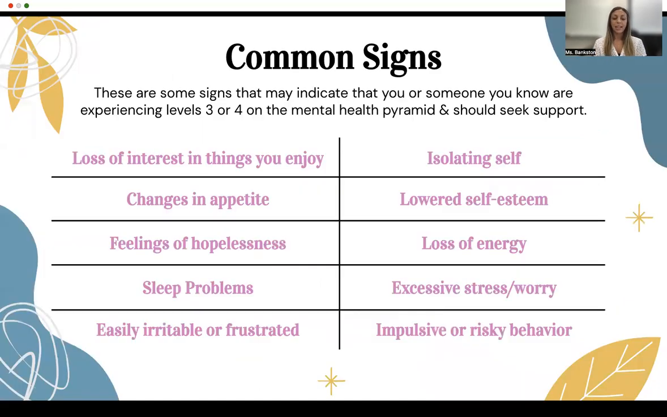Next, we have some common signs that may indicate you or someone you know are experiencing levels 3 or 4 on the mental health pyramid, those being a mental health problem or a mental disorder, and should therefore seek support. We have loss of interest in things you previously enjoyed, changes in appetite, feelings of hopelessness, sleep problems, easily irritable or frustrated, isolating yourself, lowered self esteem, loss of energy, excessive stress or worry, and impulsive or risky behavior.